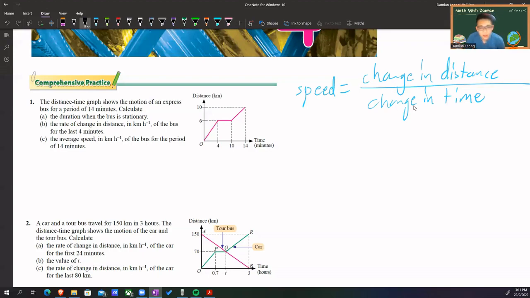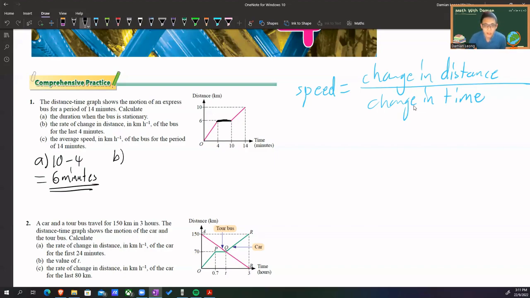So first question here, they ask for the duration when the bus is stationary. Stationary means when the bus is not moving. So when it's not moving, the distance does not change. There is no change in distance, which is this part where the line is horizontal. So that's where the bus is stationary. They want the duration, so from 4 to 10 minutes. 10 minus 4, I get 6 minutes.